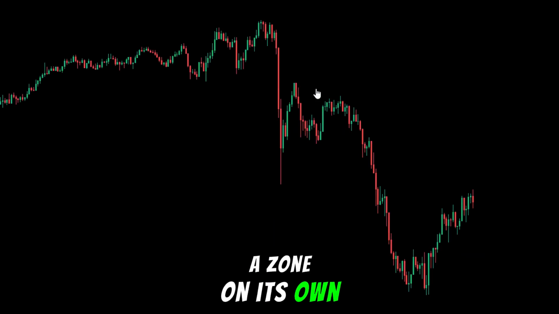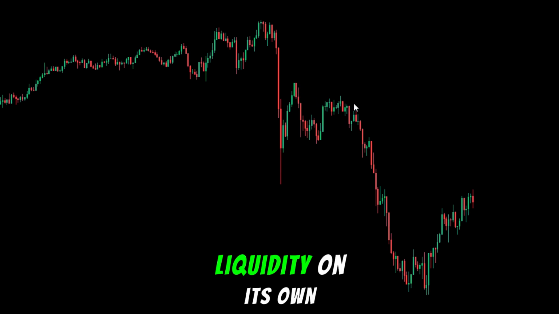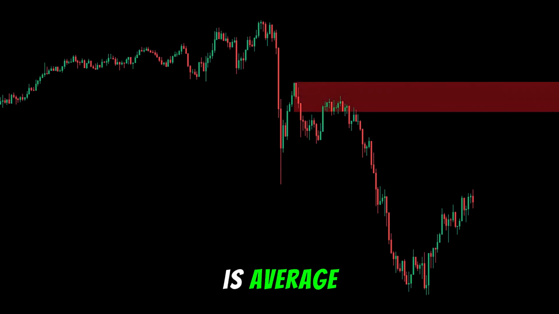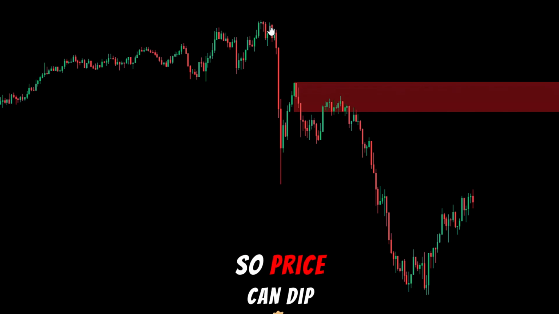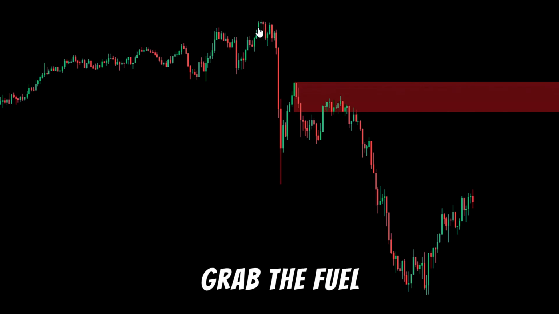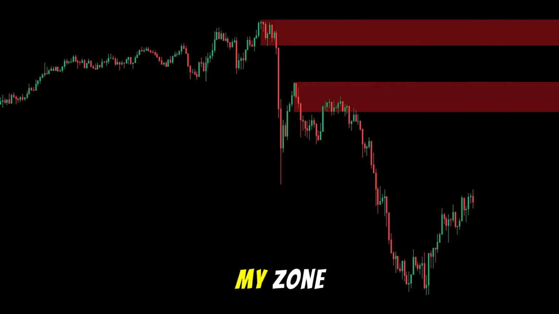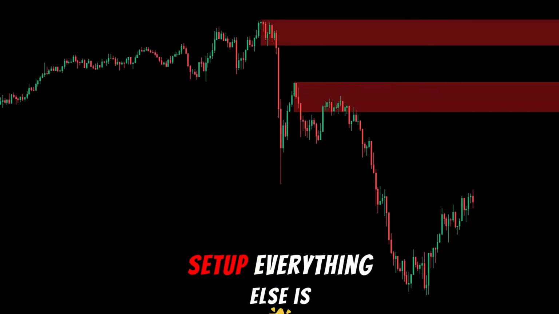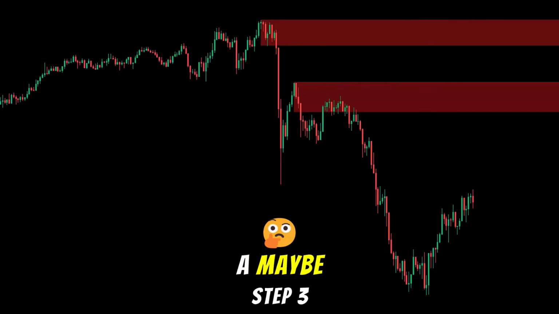Now the part most people miss. A zone on its own is average. Liquidity on its own is average. What I actually want is a demand zone that has a pool of stops sitting just underneath it, so price can dip below the obvious low, grab the fuel, and finish inside my zone. That overlap is the setup. Everything else is a maybe.